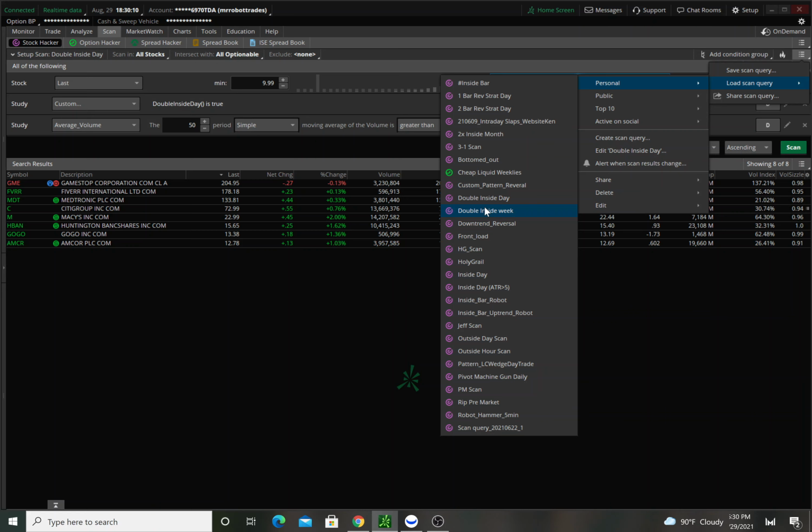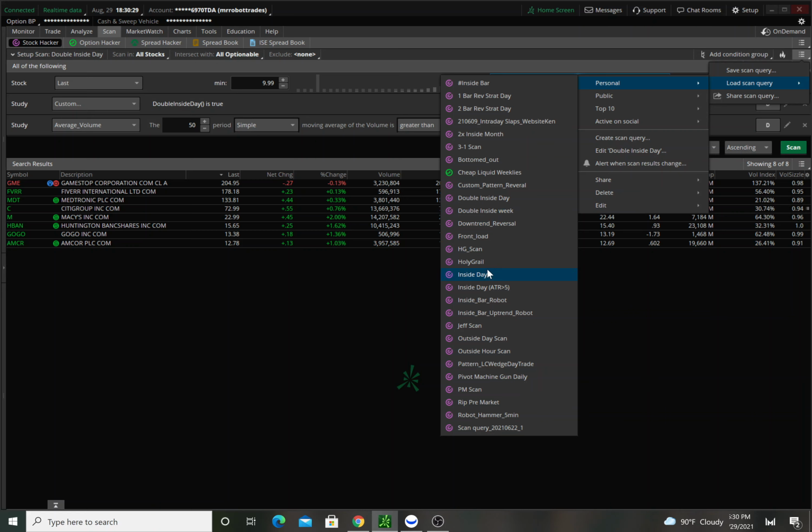You really want to give yourself the chance for the play to work. That also lets you average down, and if the underlying stock price moves against you, you can average in without just getting destroyed right off the bat, which happens if you are closer to expiration. So that's the double inside week.